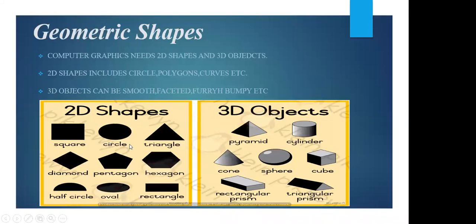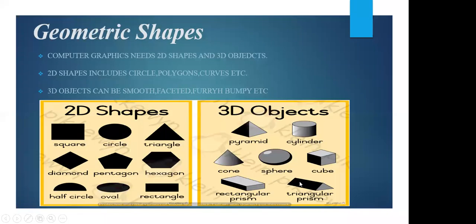2D shapes are square, circle, triangle, diamond, pentagon, hexagon, half circle, oval, rectangle. In game programming, 2D shapes are used and 3D objects are used. By using 2D shapes, 3D objects are created. For example, a pyramid is a 3D object, but it is created by using the 2D shape, the triangle. Here triangles are used and they create a 3D object. That means it looks like a 3D shape, having a 3D effect.